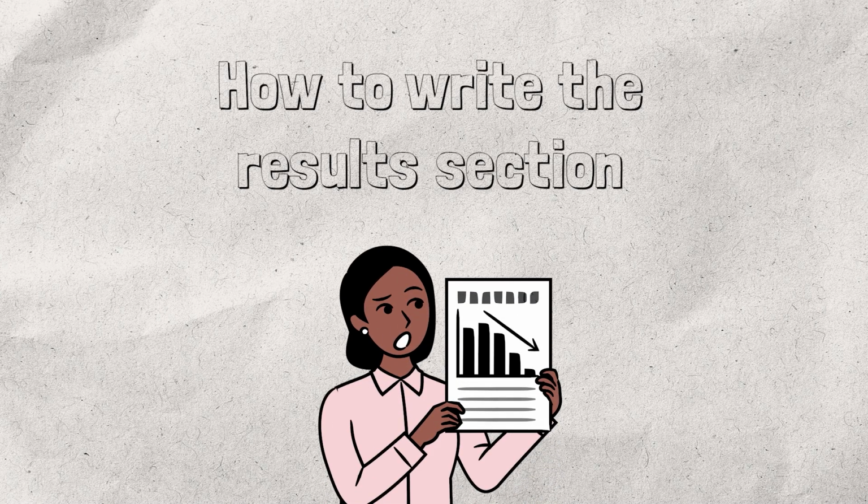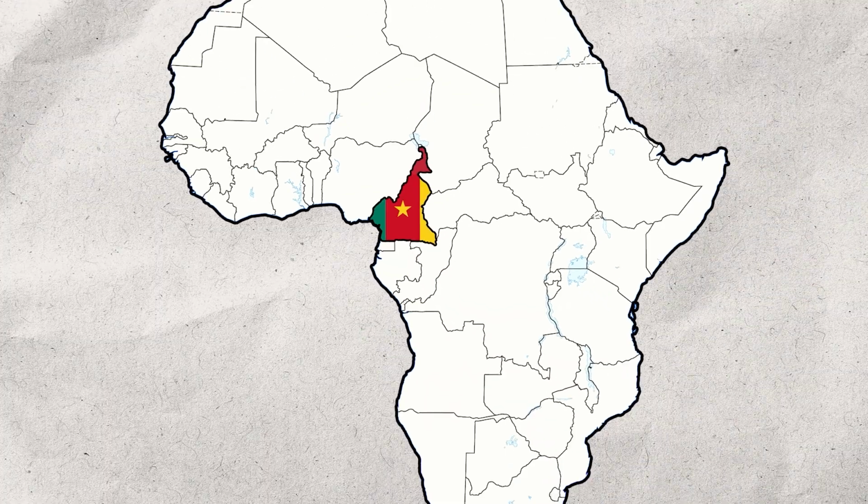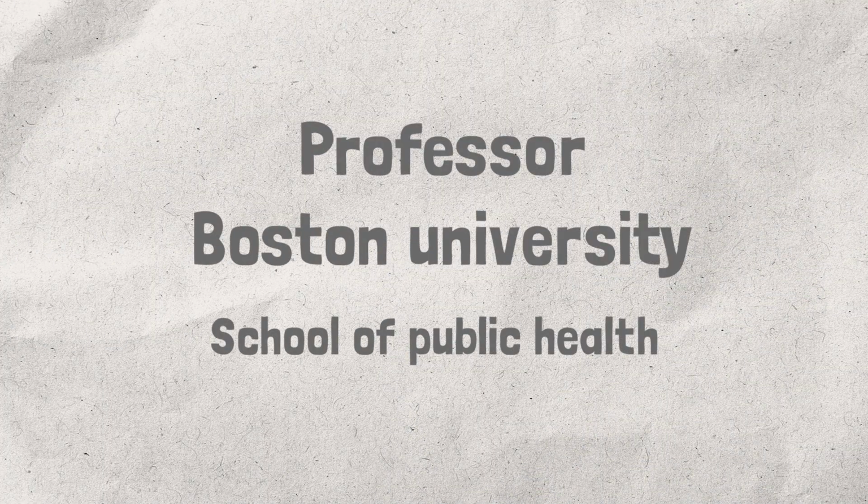This is the third of 4 sessions focused on guidelines on how to write the usual sections of the scientific paper. In this session, we will cover the results section. I'm Elaine Okanyene Nsoesie, a native of Cameroon and a professor at the Boston University School of Public Health. I will share guidelines on how to write the results section of the paper. Let's get started.